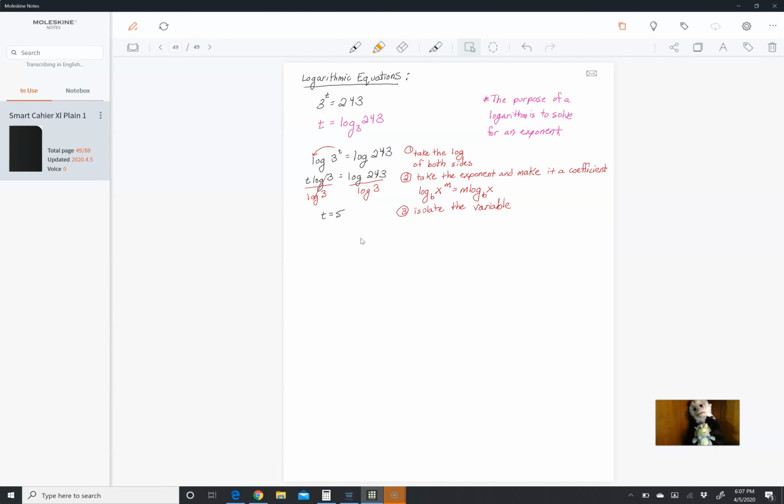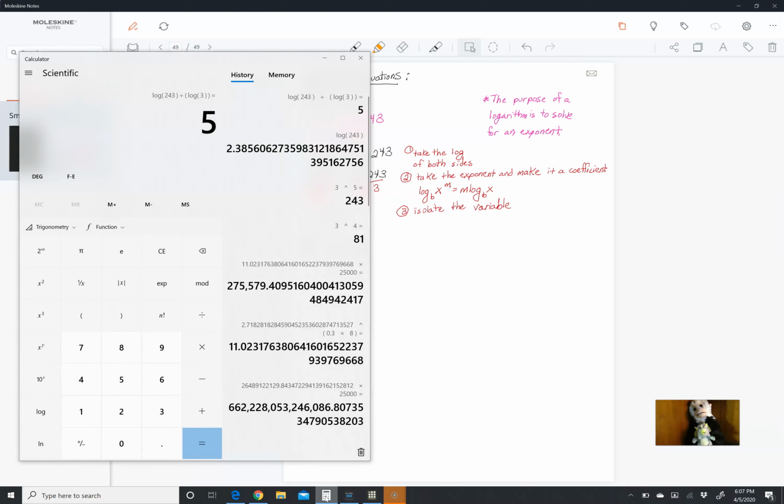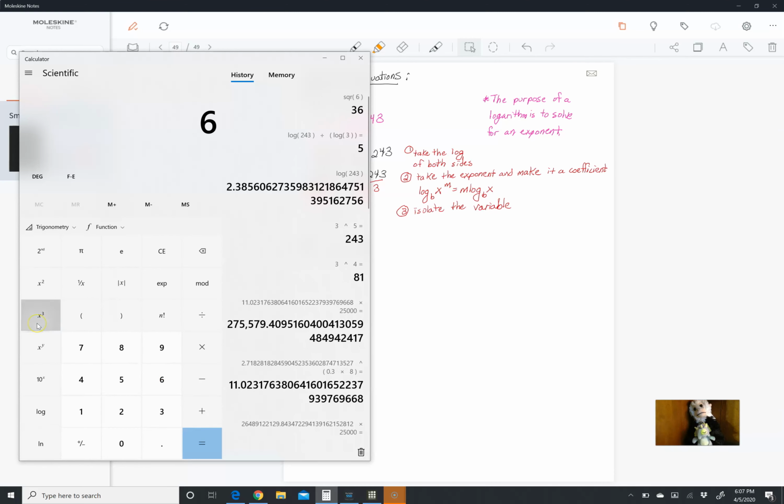Let's say that we have 6 to the x is equal to 98. And this one I know it's not a power. So if we try it using our brute force method, if we start with 6 squared, most of you I hope know right away that that's 36. But some of you may not know what 6 cubed is. Well, 6 cubed is 216.